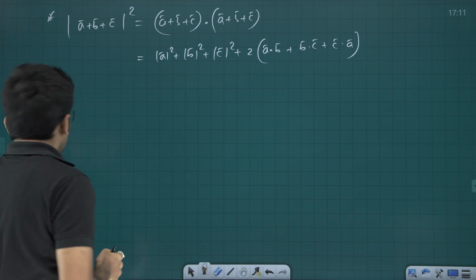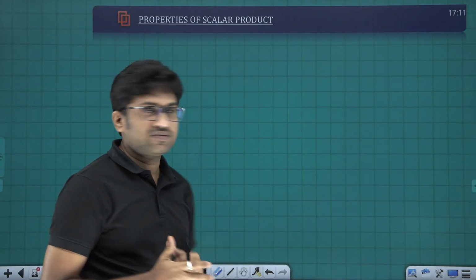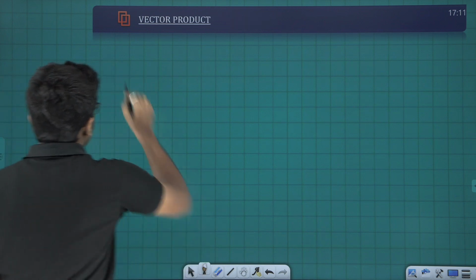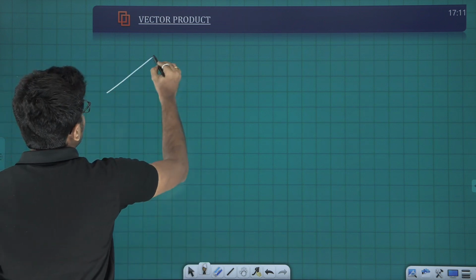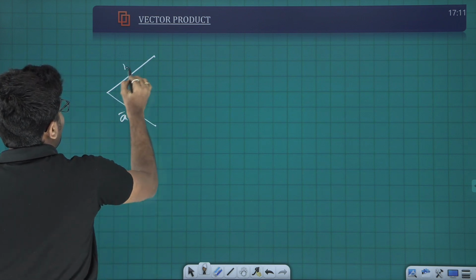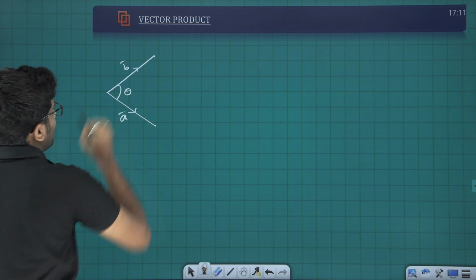Next, we go with the properties of scalar product. Just now we have seen all the properties of scalar product. Next, vector product. Now coming to vector product, friends, same as before: if A bar and B bar are any two vectors with the angle between them being some theta.